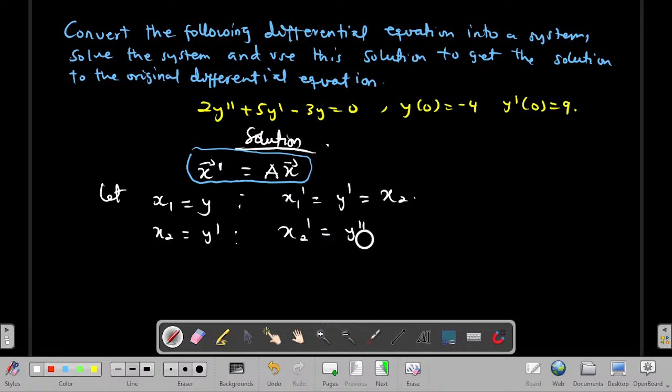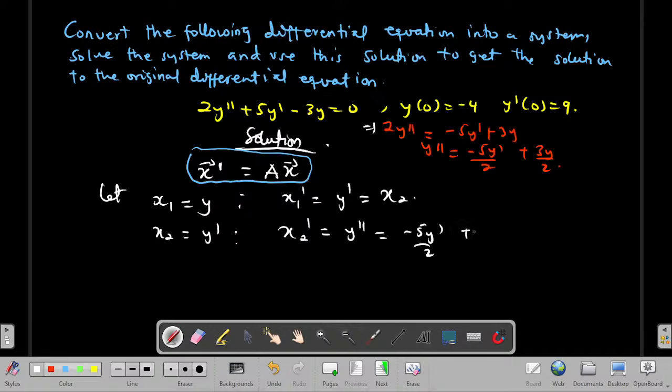So once you stop, we need to make sure that y prime prime is not there. We should convert y prime prime in terms of x1 and x2. How would you do that? We go back to the equation. From the equation, I can make y prime prime the subject. So I'll have 2y prime prime, everything else goes to the right side, so I'll have negative 5y prime. Therefore, I'll say that this is equal to negative 5y prime over 2 plus 3y over 2.